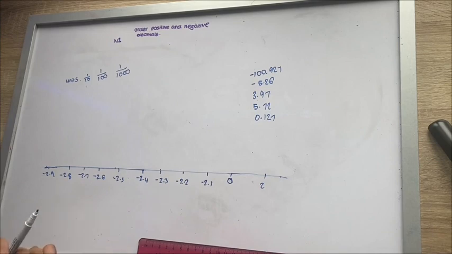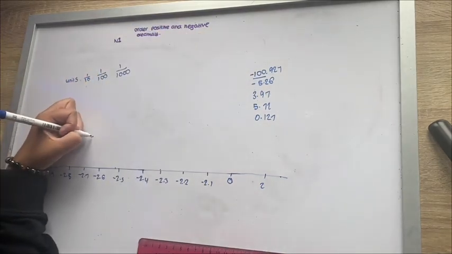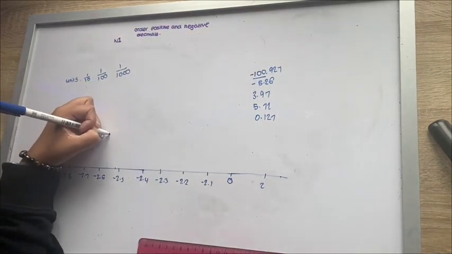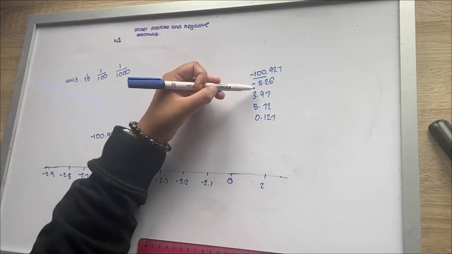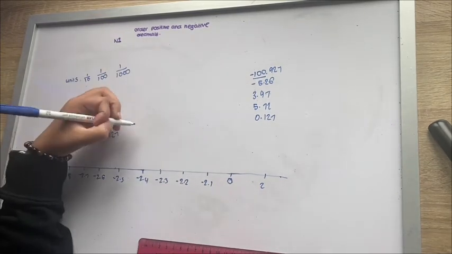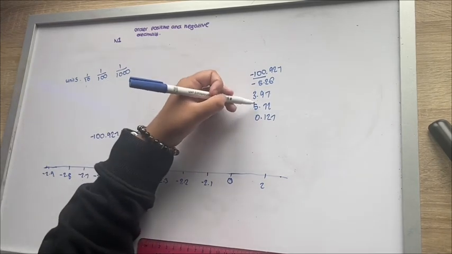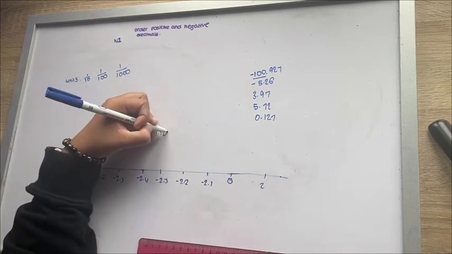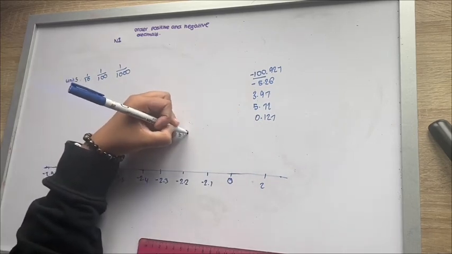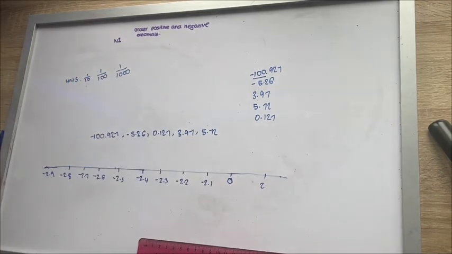And for us to do it in ascending order, going from the most lowest to the most highest. So obviously this minus 100 is going to be the most lowest number. The next negative number that we can see that is the lowest would be minus 5.26. And then the 0.127, then the 3.97, and the 5.72. So yeah.